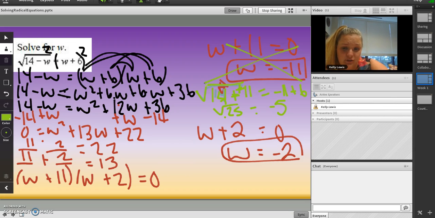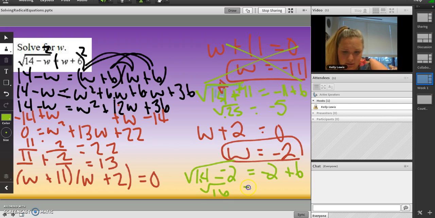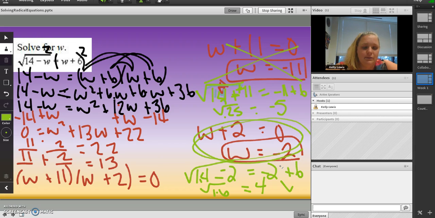Doesn't work. Let's try negative 2. Square root of 14 minus negative 2 equals negative 2 plus 6. 14 minus negative 2 is really 14 plus 2, so it's really square root of 16. Negative 2 plus 6, it's really 6 minus 2, so it's 4. Square root of 16 is 4, so it works. So negative 2 is the only answer we have.